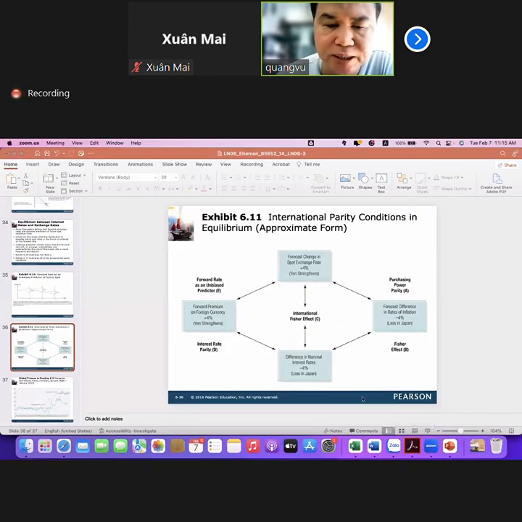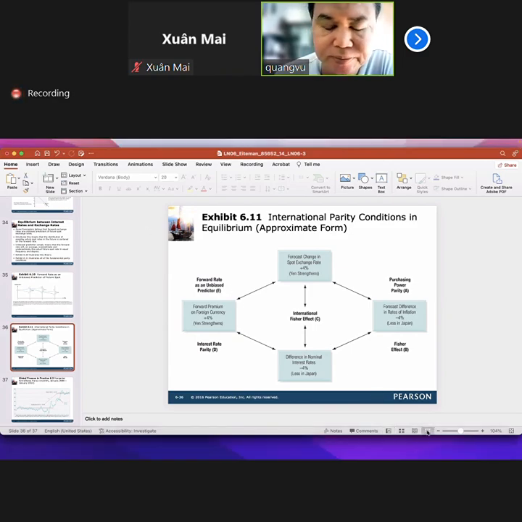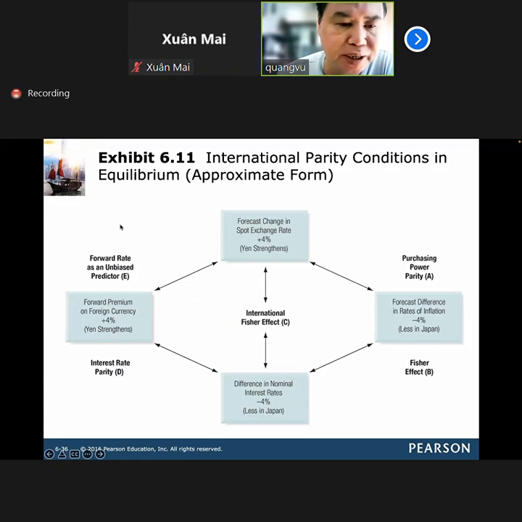We're done with everything from chapter 6 about the 4 important economic theories in international finance, namely the RPPP, the Fisher effect, the international Fisher effect, and the interest rate parity. Let me give you a good summary of chapter 6. Make sure you understand the key points.